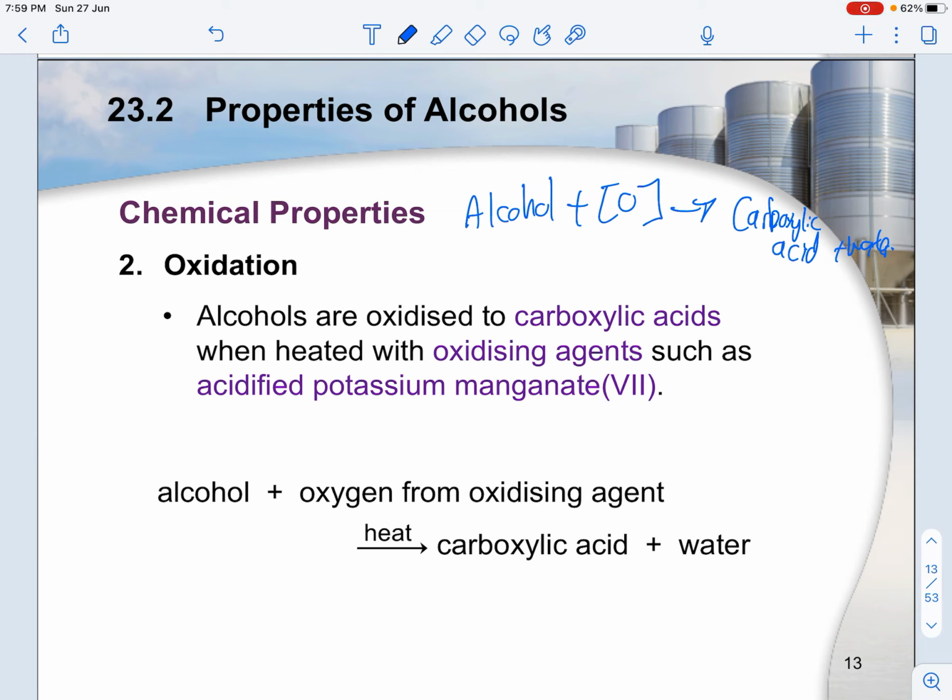So when we look at alkenes, can we form carboxylic acid? Yes, we can. So for alkenes, to form carboxylic acid, you need to react with water to form your alcohol. So this is step one. The step two is you use the alcohol, you add in oxygen from an oxidizing agent, then you'll form your carboxylic acid. This is a two-step process.